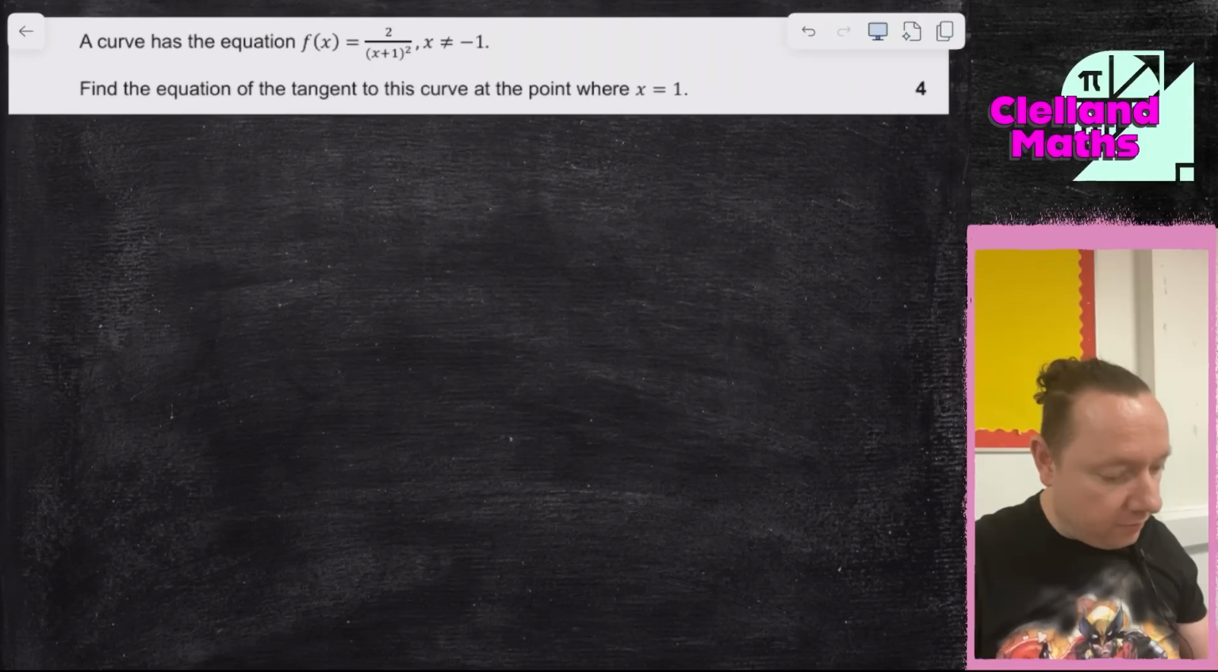A curve has the equation f of x is 2 over (x plus 1) squared, when x doesn't equal minus 1 because you can't divide by 0. Find the equation of the tangent to the curve at the point x equals 1.